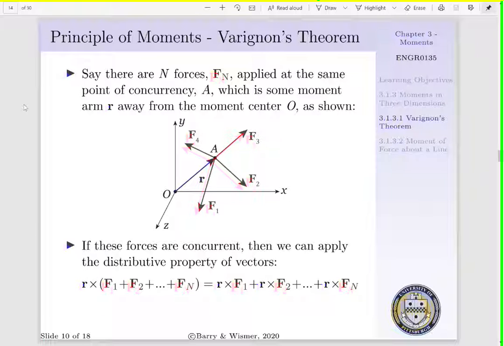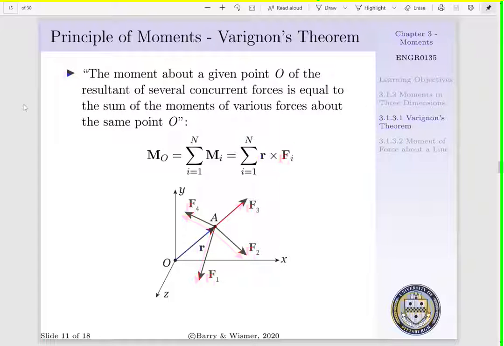We have F1, F2, F3, and F4 all acting on A. If these forces are concurrent, that is, they all have the same point of origination, then we can apply the distributive property of vectors, such that R cross the quantity F1 plus F2 all the way up to Fn, where the quantity in parentheses is equal to our resultant, is equal to R cross F1 plus R cross F2 all the way up to R cross Fn.